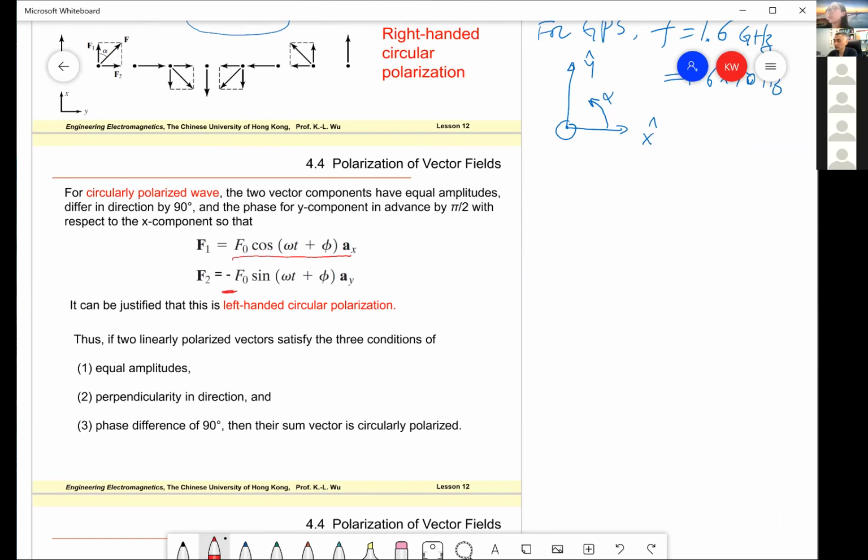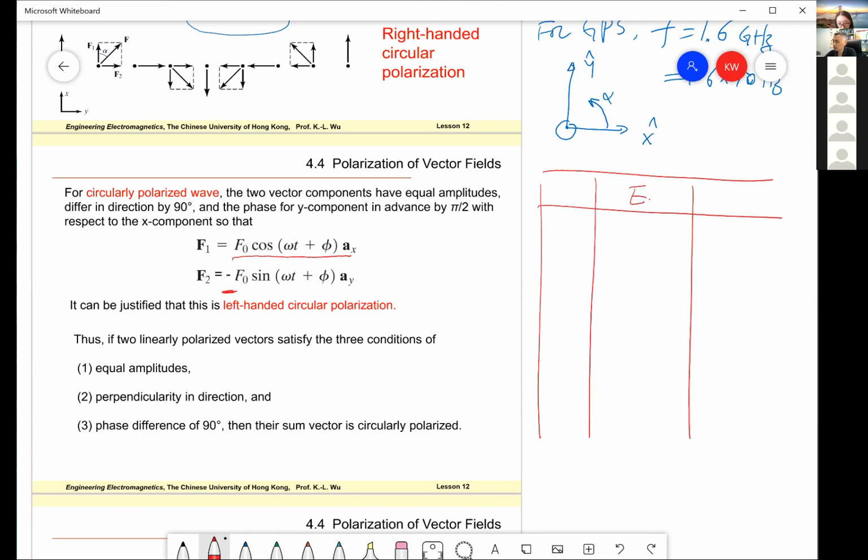Okay, so in this case, let's use a different way to judge if this is right hand or left hand. Let's make a table. This is EX. This is EY. This is omega t.